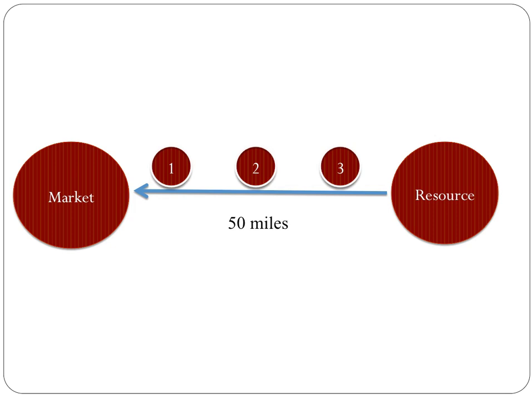So right here I have an example. We have a resource base and we have a market that are 50 miles apart from each other. And then we have three locations: location 1, location 2, and location 3. So our question is, if you're producing some sort of good from a raw material, do you want to produce closer to the market or closer to where your natural resources are?